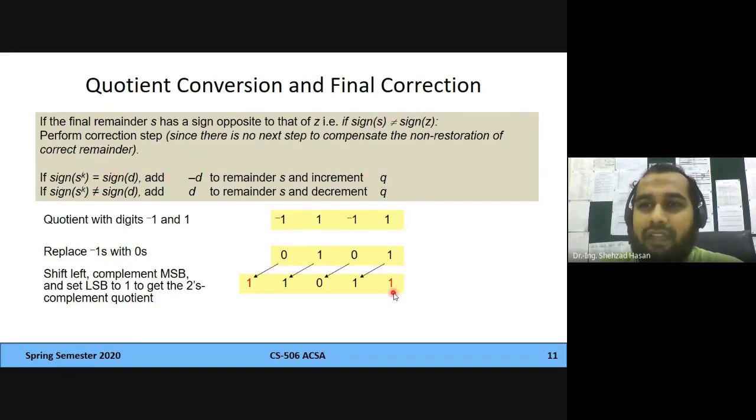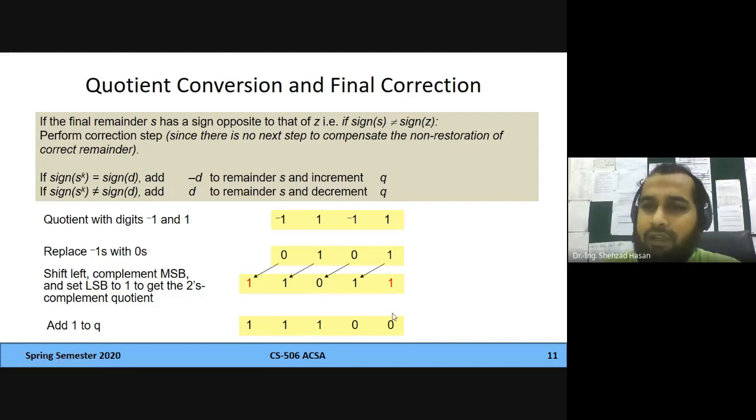And this is the case that is happening over here. So we are getting the signs as same, and in this case we are going to subtract d from the remainder, so that it gets positive, and then we increment one more to this q, and then this becomes 11100. So we get an answer.